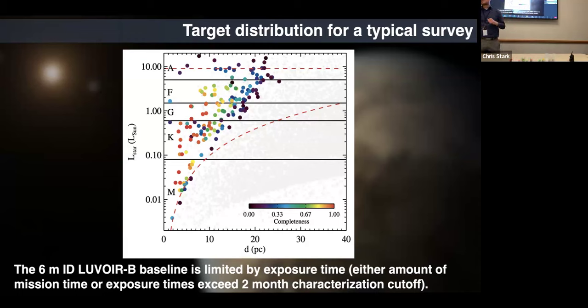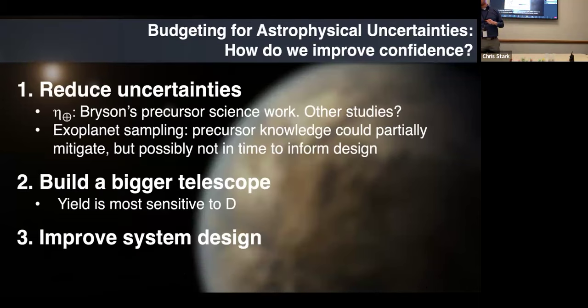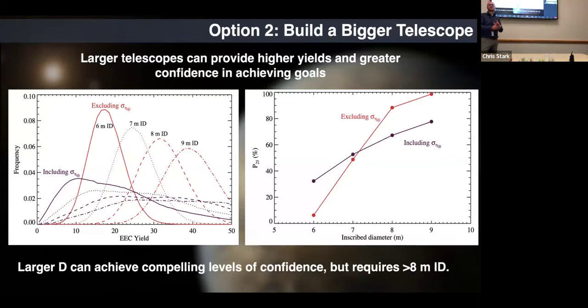Either way, the exposure times are too long. So we need to push to higher yields by shortening exposure times. There are 2 options to shorten exposure times. One is to build a bigger telescope. That's a really attractive option because we already know that yield is most sensitive to aperture size. And the second is to improve the system design, and I'll touch on that for the majority of the talk here. But let's first look at the option of building a bigger telescope.